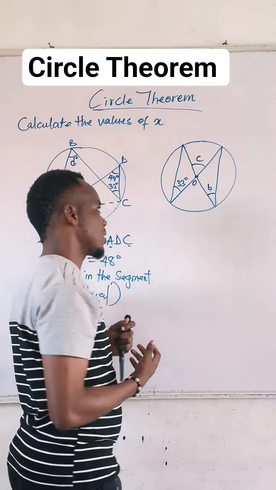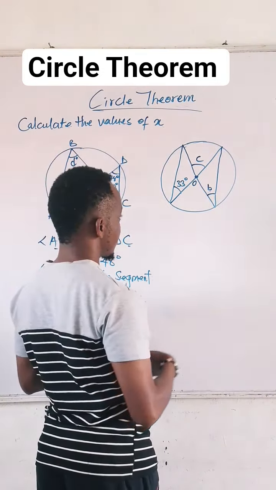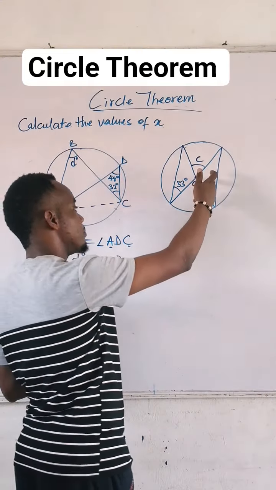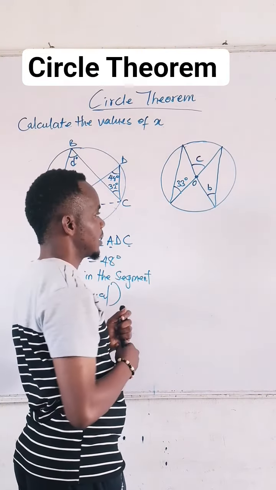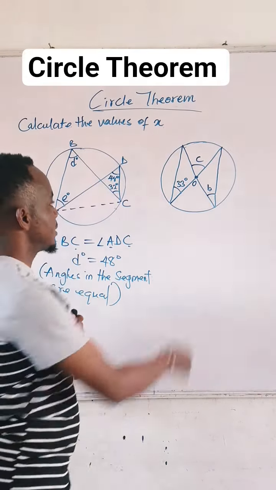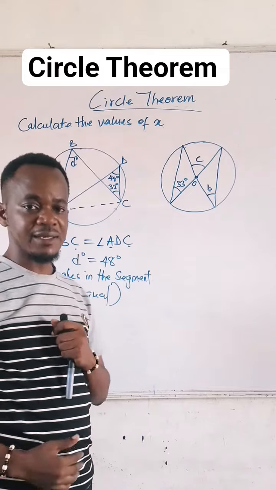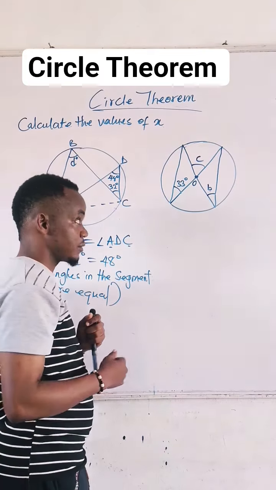Can we still apply the same concept in solving this problem? Yes, we can still apply the same concept. Here we are looking for angle B and angle C. Now there's one striking thing that you must note, is that these two lines are the diameter because they pass through the center of the circle.